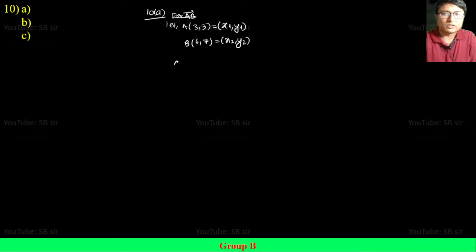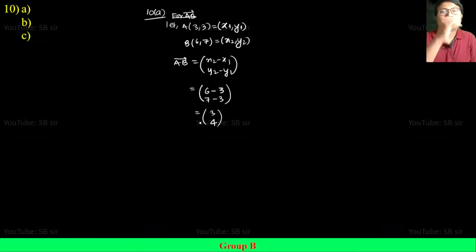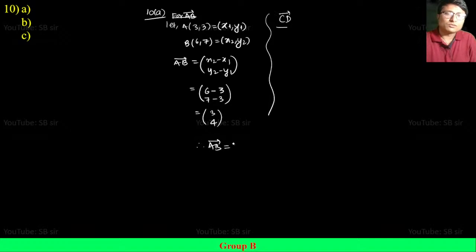So find the value of AB vector. AB vector is x2 minus x1, y2 minus y1. Replace the values: x2 is 6, x1 is 3, y2 is 7, y1 is 3. Subtract it: 6 minus 3 is 3, 7 minus 3 is 4. So AB vector is (3,4). Similarly find CD vector the same way. When both come out equal, therefore write AB vector is equal to CD vector. I hope you understand it. Let's move to the next question.